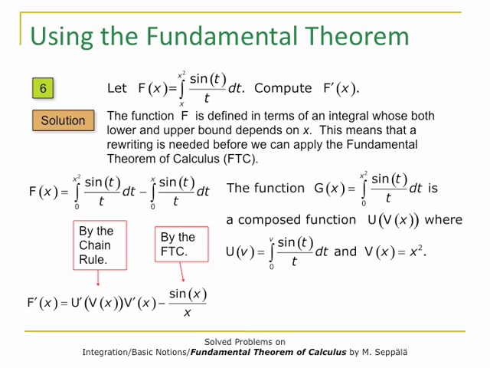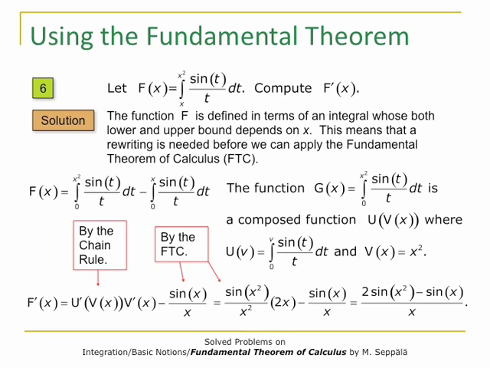So, the derivative of the function F is now the derivative of the function G minus the derivative of the integral from 0 to x of sine of t divided by t dt. The derivative of this integral is sine of x divided by x by the fundamental theorem of calculus. And the derivative of this function G of x is, by the chain rule, the derivative of U evaluated at V of x times the derivative of V.